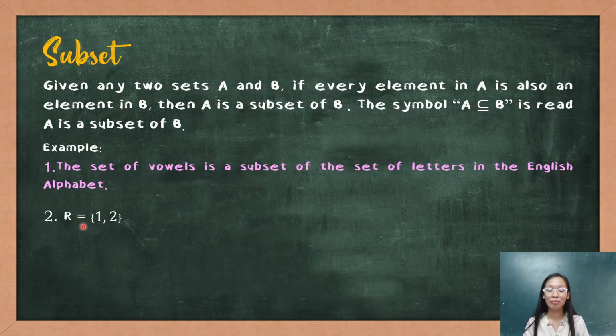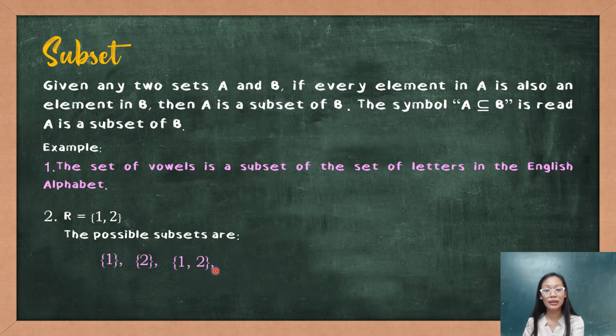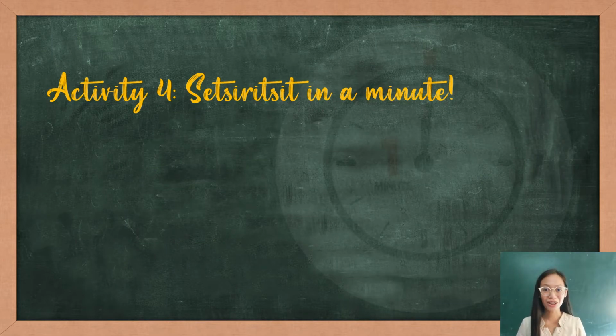Next. Example number 2. If we have a universal set R that is equal to the following elements, 1 and 2. We can say that the possible subsets are yung mga makikita nating elements doon. We have the possible subset. We have 1, 2, posibleng 1 and 2 because a set can be a subset of itself, and then it can also be an empty set.